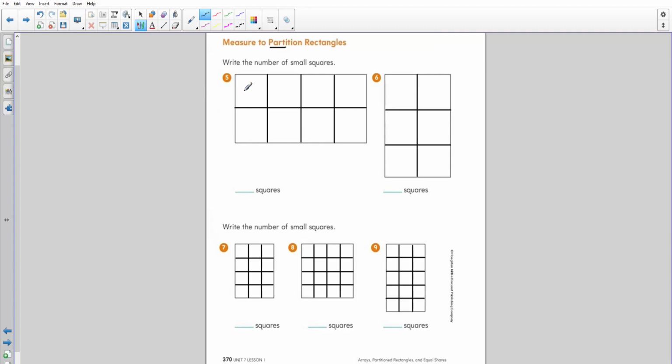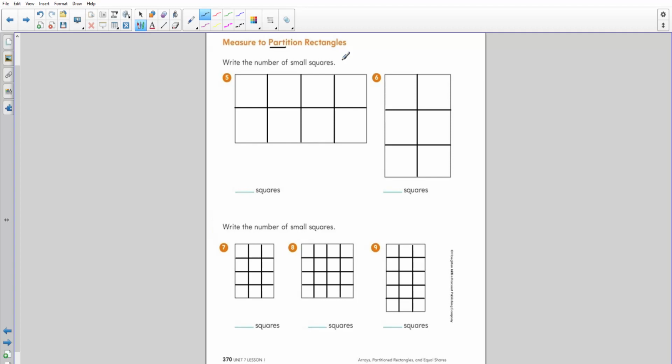Check it out. Here's a row. Here's another row. And look at this. Here's a column, a second column, a third column, and a fourth column. Now, I know it says write the number of small squares. And absolutely, you could count them one at a time. But would anybody out there like a faster way when it comes to more squares to count?